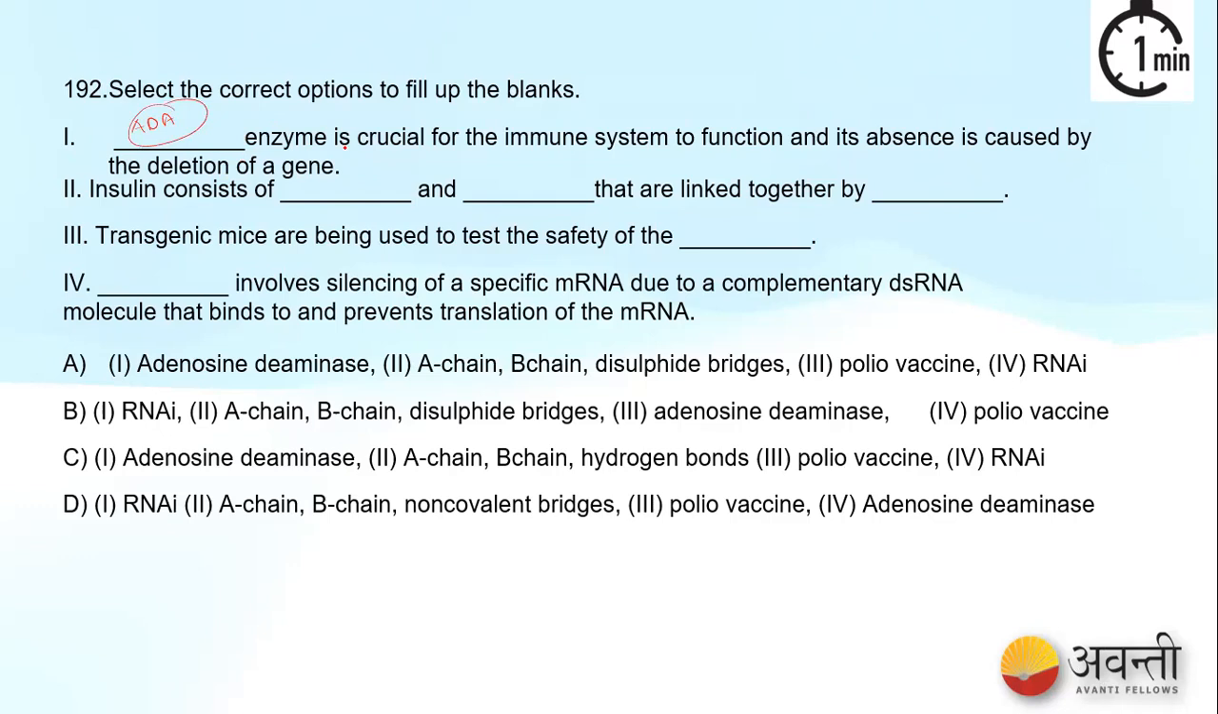Insulin consists of dash and dash, and they are linked together by dash. So the insulin molecule consists of two chains. Actually, it's three chains, that is A, B, and C chain, in proinsulin. But in mature insulin, we know that it consists of an A chain and a B chain, and these two chains are held together by disulfide bridges.